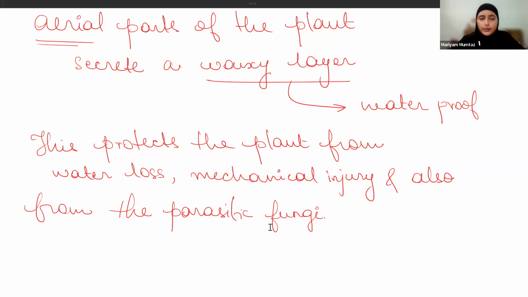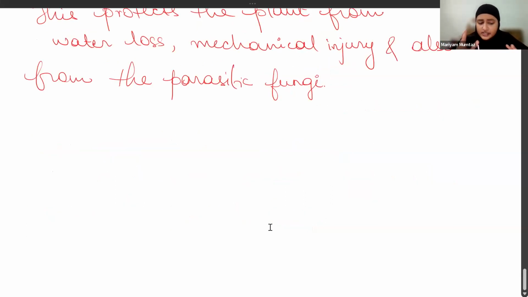Now, moving forward, we will see that all these functions are there, isn't it? Now see, the epidermal layer or the epidermis has no intercellular spaces. Okay, it has no intercellular spaces, meaning it is compactly arranged. The presence of intercellular spaces means that the cells are loosely arranged. But here in the case of epidermis, the cells are compactly arranged. Is it clear? No, ma'am, it's not clear. Okay, wait, I'll tell you.